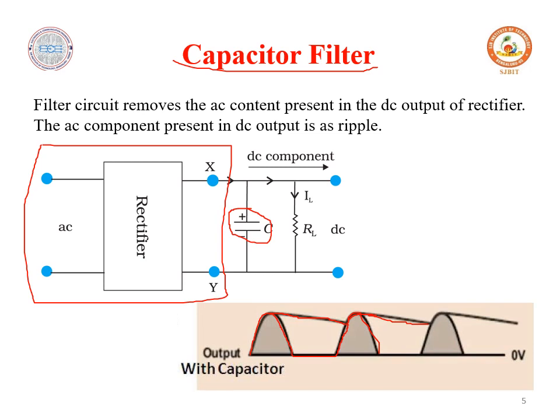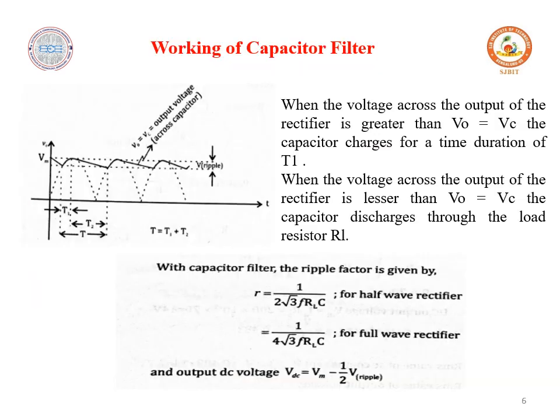The rectifier converts AC to pulsating DC, then the filter circuit converts pulsating DC to DC voltage. So consider a capacitor filter. When the voltage across the output of the rectifier is greater than V0, which is equal to Vc, meaning V0 is equal to the capacitor voltage, then the capacitor charges for a time duration of t1. You can observe it in the waveform. This is the charging point, which we can consider as t1.